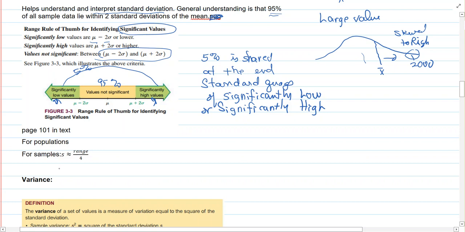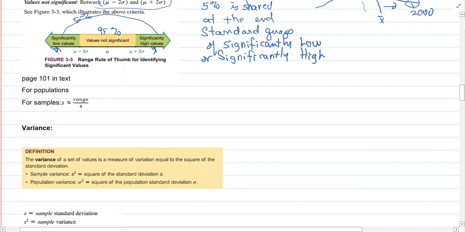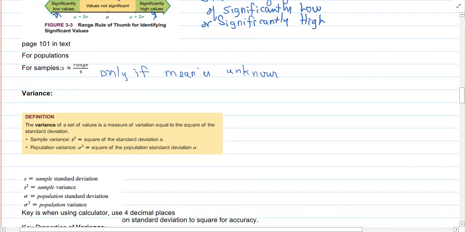For samples, a quick and dirty standard deviation is range divided by 4, but this is only if the mean is unknown. So now we're getting to the big one. That's the one we started with, and that was variance. The variance of a set of values is the measure of variation equal to the square of the standard deviation.